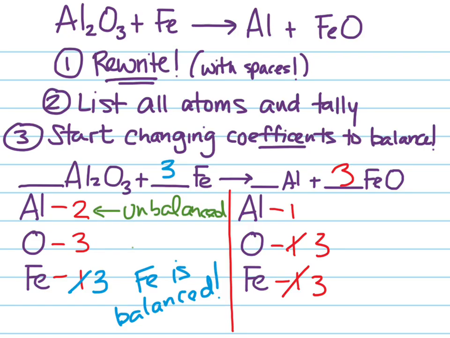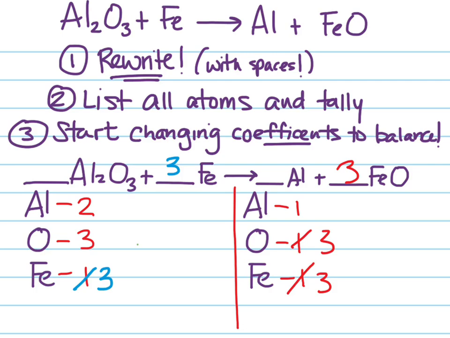I've got 2 aluminum on the reactant side and only 1 on the product side. Okay, to get 2 aluminum on the product side, what if I put a coefficient of 2 in front of my Al? Change my tally. Now, hey, look at that. Aluminum has 2 on each side, oxygen has 3 on each side, and iron has 3 on each side. I'm done. I balanced. Yay!